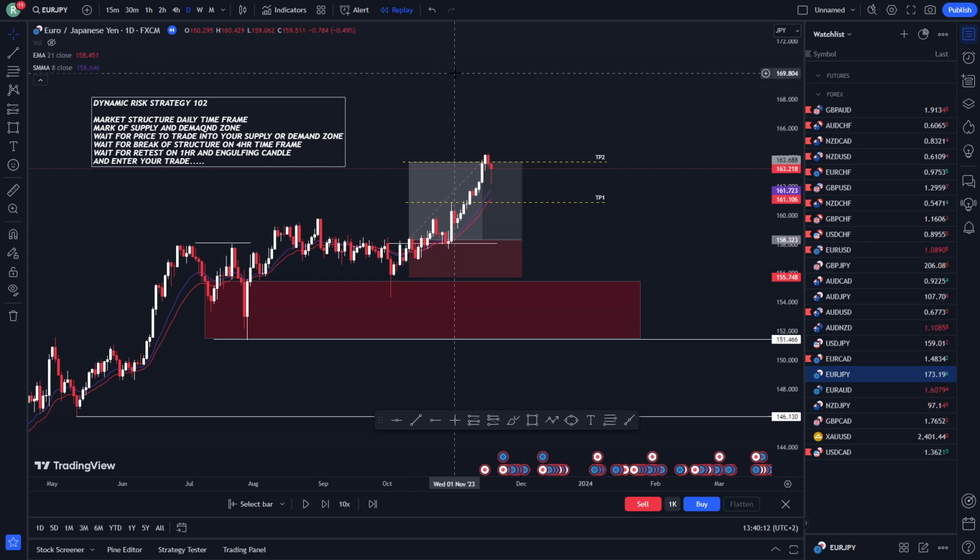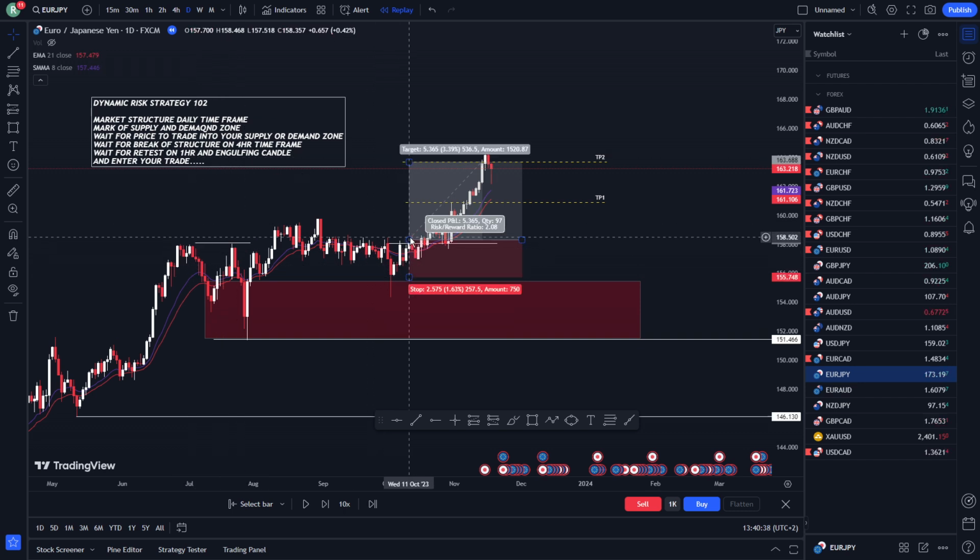So now we just basically do the same thing, as you can see. Wait for price to trade into our supply and demand zone. We wait for price to come into it. You can see price spiked into it. Wait for break of structure on the 4 hour. This was a 4 hour lower high. It was not necessary for me to scale down to my 4 hour time frame, because I know this is my lower high. Wait for the retest on the 1 hour and an engulfing candle.